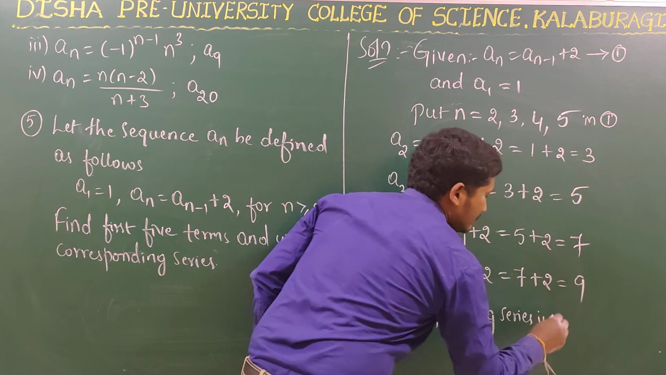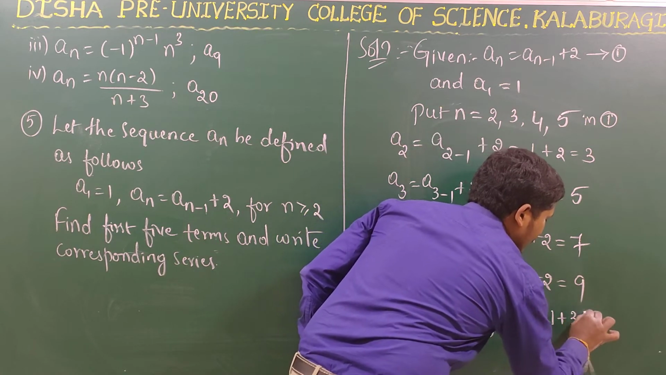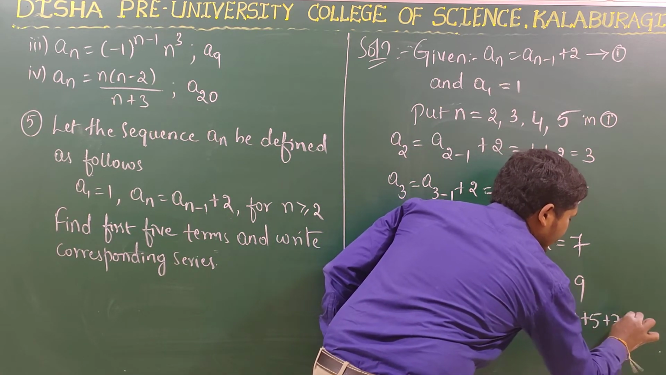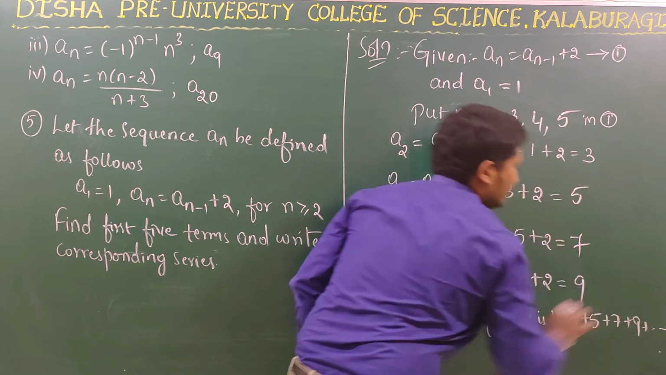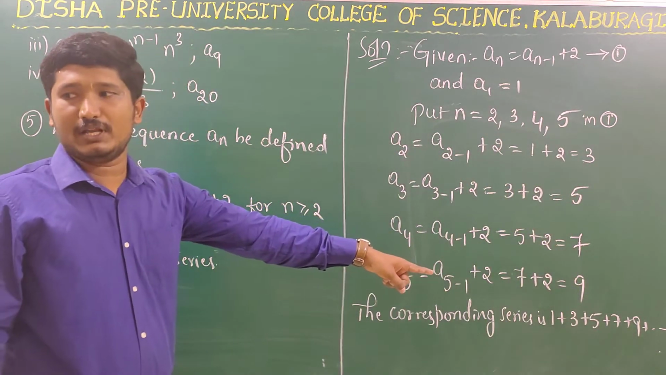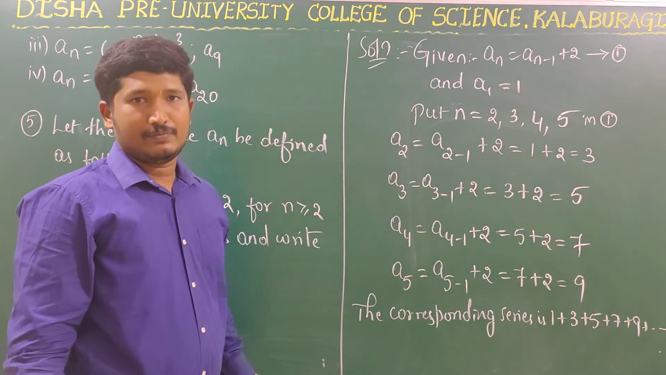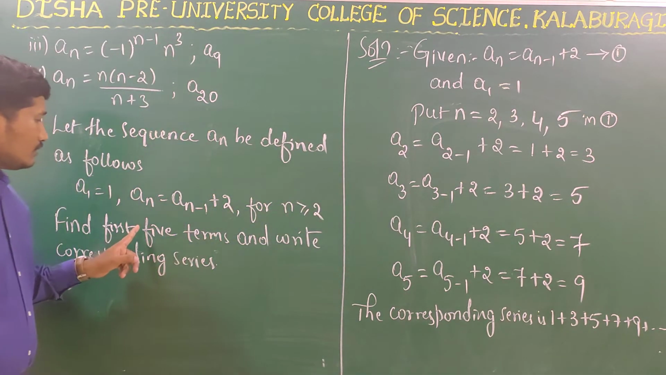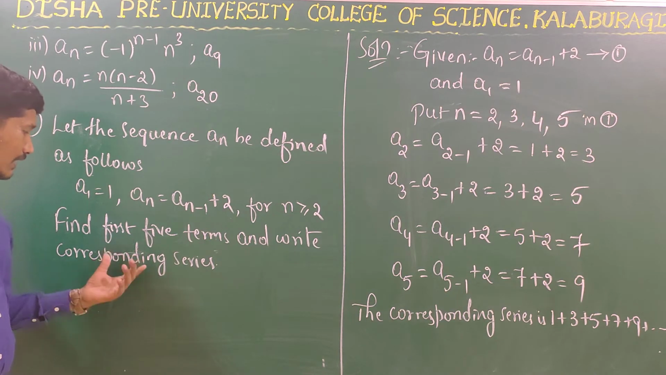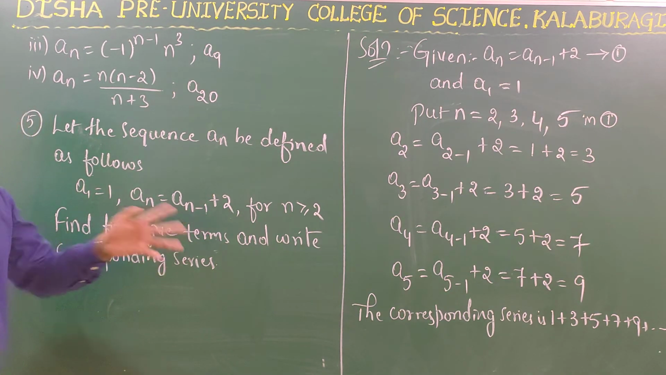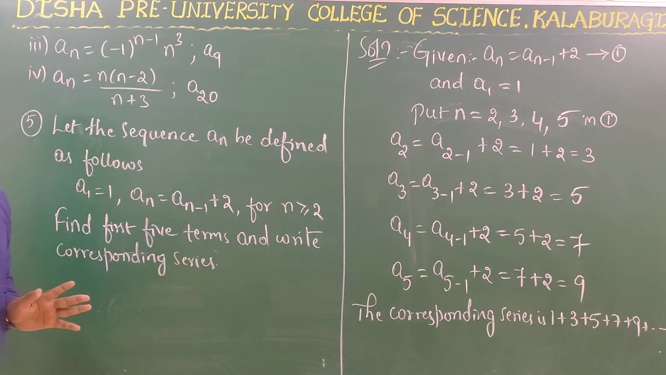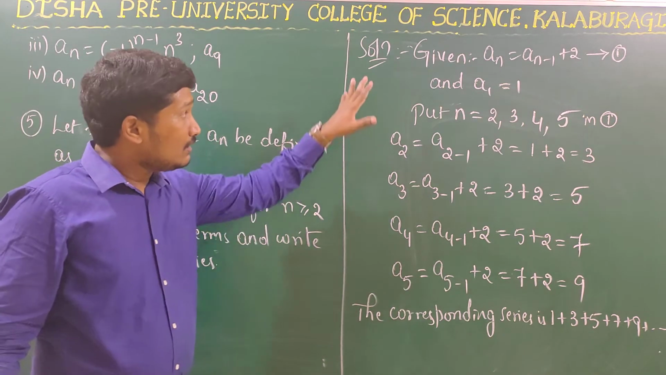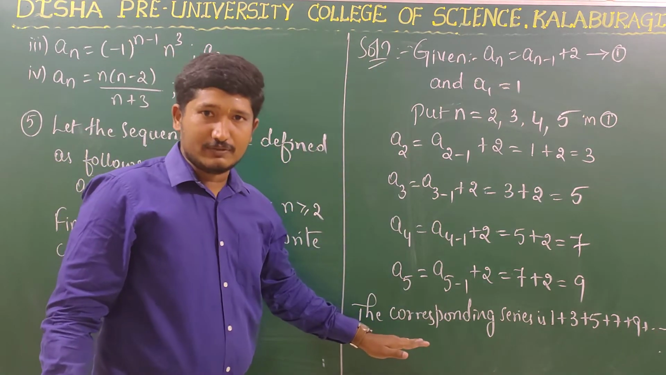How will we write the series? 1 plus 3 plus 5 plus 7 plus 9, and so on. So this is the corresponding series that is obtained. Right? So this is how you find the terms of the sequence and represent them in the form of a series. So I hope you understood how to solve the problem.